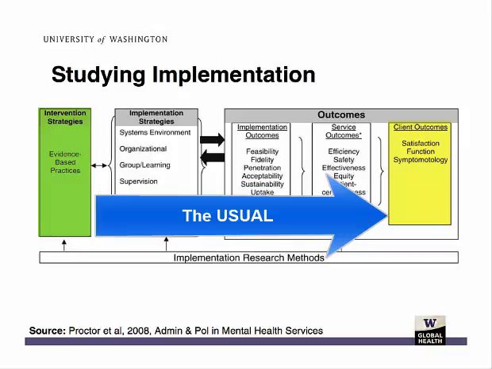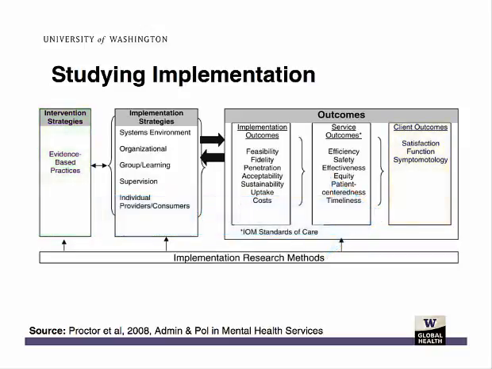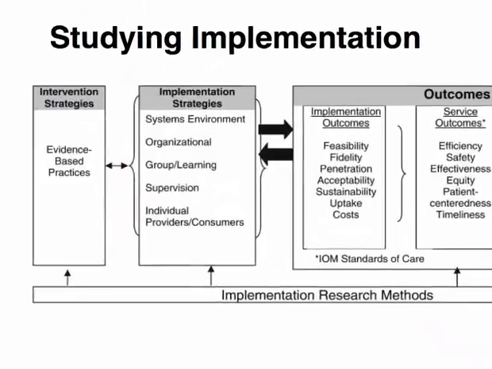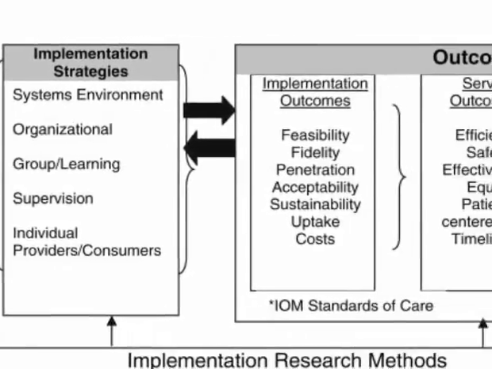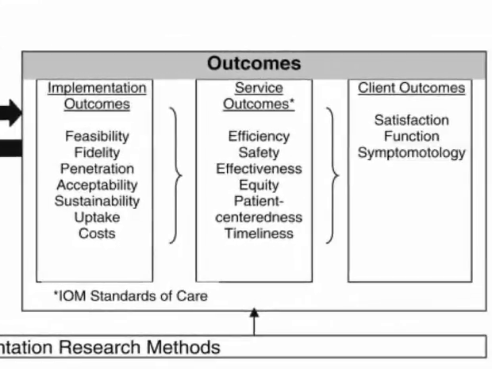Or as we look at different ways of implementing evidence-based interventions, different organizational level interventions, different interventions targeting groups or improved supervision, do those sorts of interventions lead to improved implementation of evidence-based interventions, improved feasibility, improved adoption, acceptability, sustainability, and does that lead to more effective and efficient services?